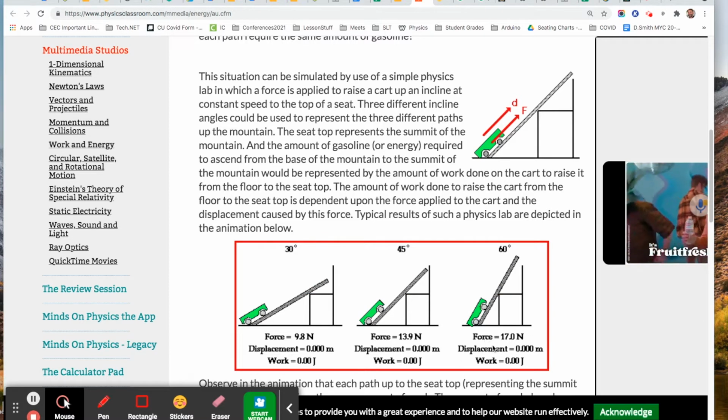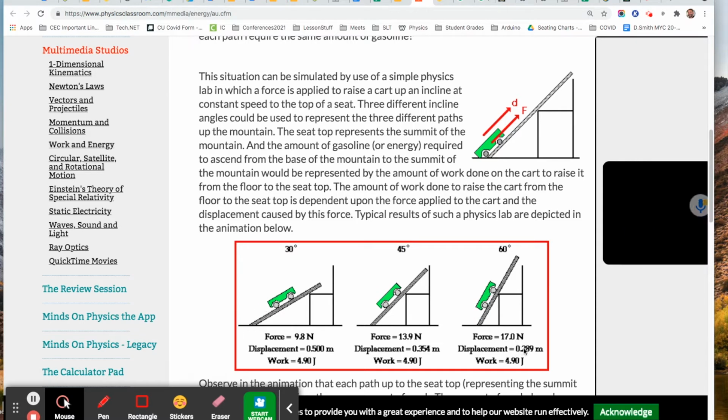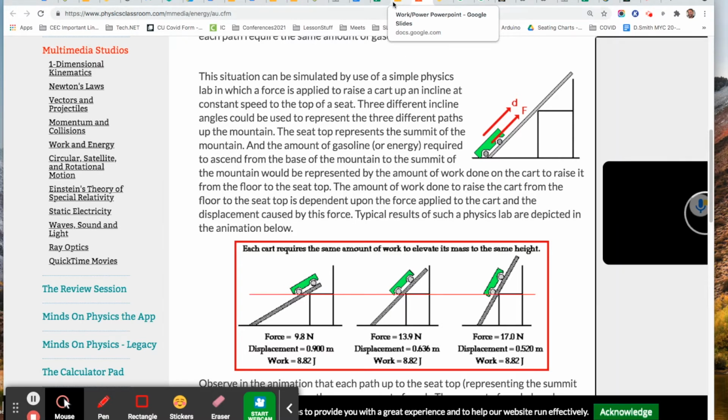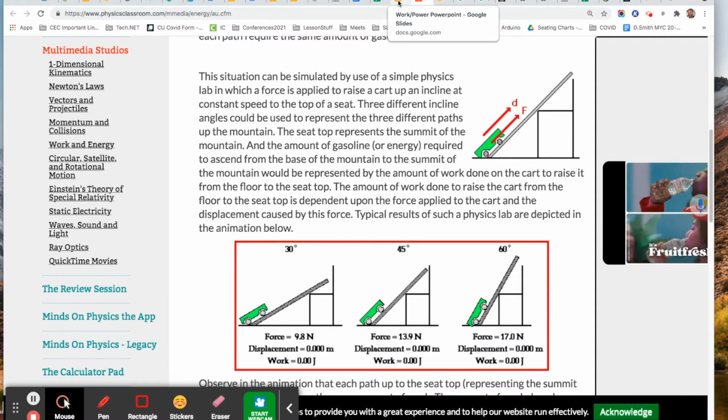Now the last one, we have a force of 17 newtons. The displacement is less than the other one, right? But the work is still the same. So that's an important thing to think about when we talk about work. So just showing you that graphic there. That should make sense in a moving truck, why those ramps that come out are so long. They decrease the amount of force you have to use. You just have to carry part of the weight of the box, not the whole weight of the box straight up. That's what makes it more difficult.